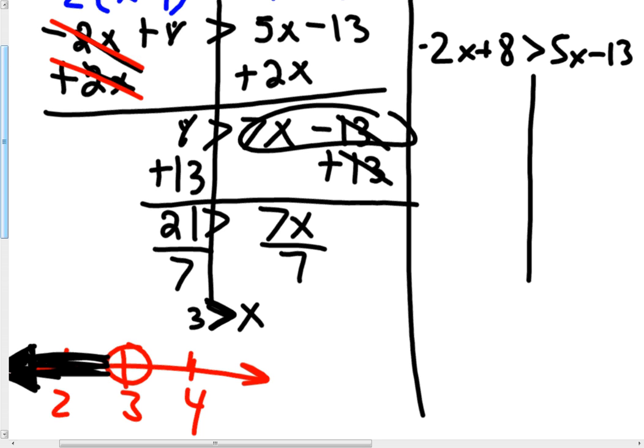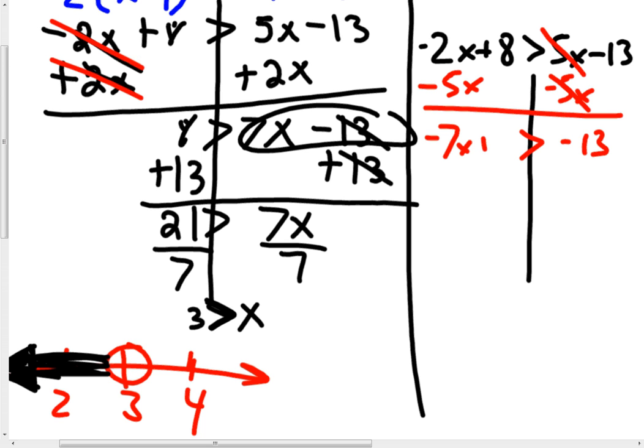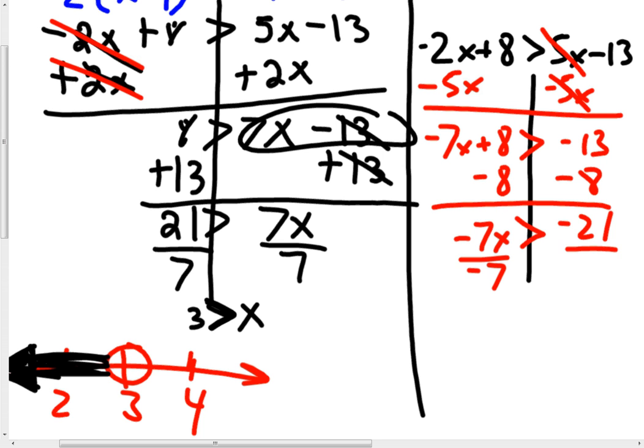Everybody needs to listen. You didn't have to get rid of the minus 2x. You could have done this. How many people subtracted 5x? Did anybody do that? What happens when you divide by a negative? It changes the inequality to the opposite direction. This goes away. What's a negative divided by a negative?